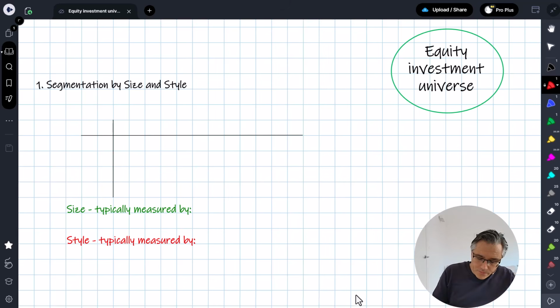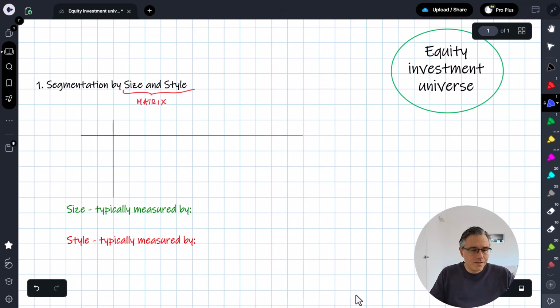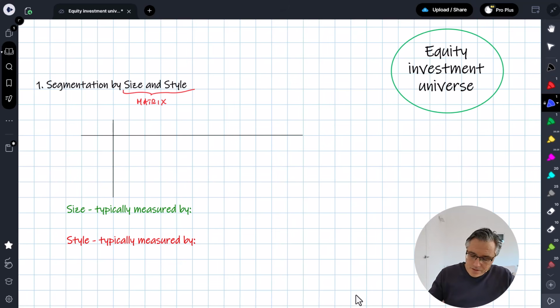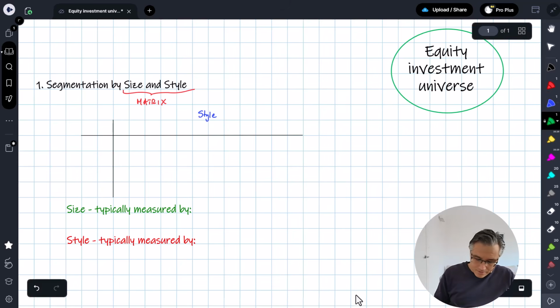And what we will therefore get is a table, or as your book describes it, a matrix, if you want to illustrate or visualize the segmentation. So what the curriculum does is display this with style in the columns and size in the rows.